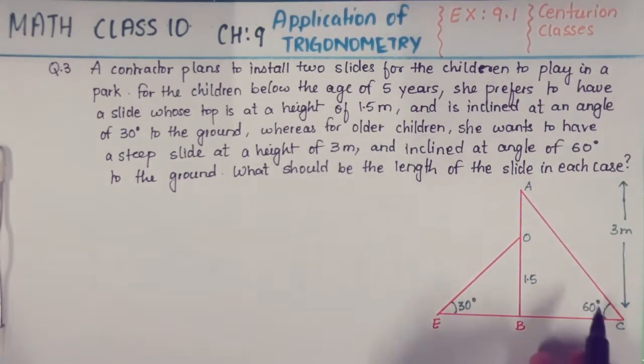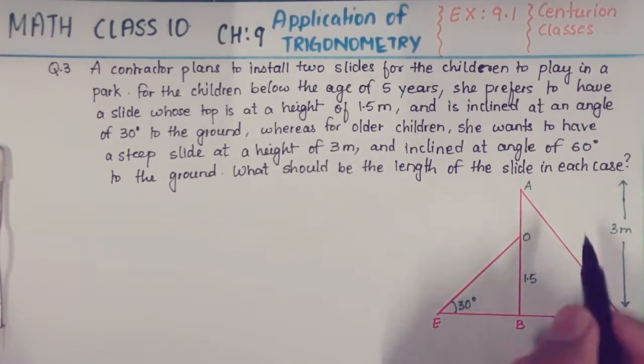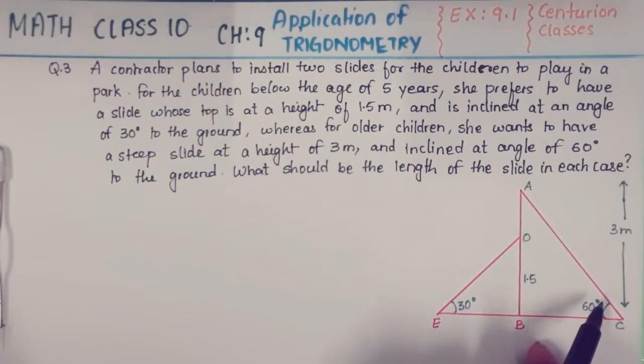So we need to think about which ratio we have to use to get this AC. Okay, so basically what we want is opposite. This is 60°, so we want opposite upon hypotenuse. Okay, that means AB upon AC.